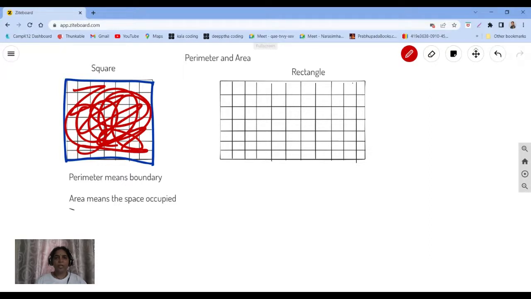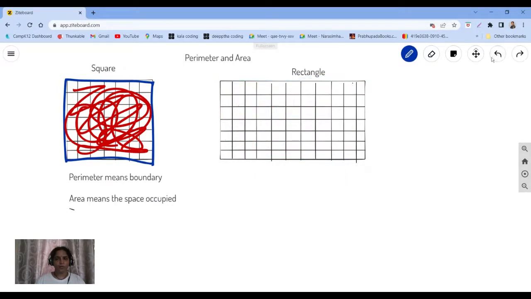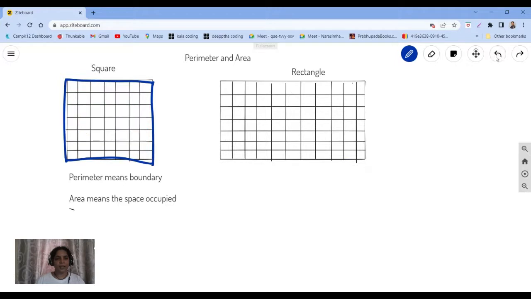Similarly, for the rectangle, what's the area? What is covered inside the red color one will be the area. And what will be the perimeter? Perimeter is only the outside boundary. You understand these two concepts: perimeter is boundary and area is the space occupied inside it. Then you can find the formula for any shape on your own. You don't have to remember anything.